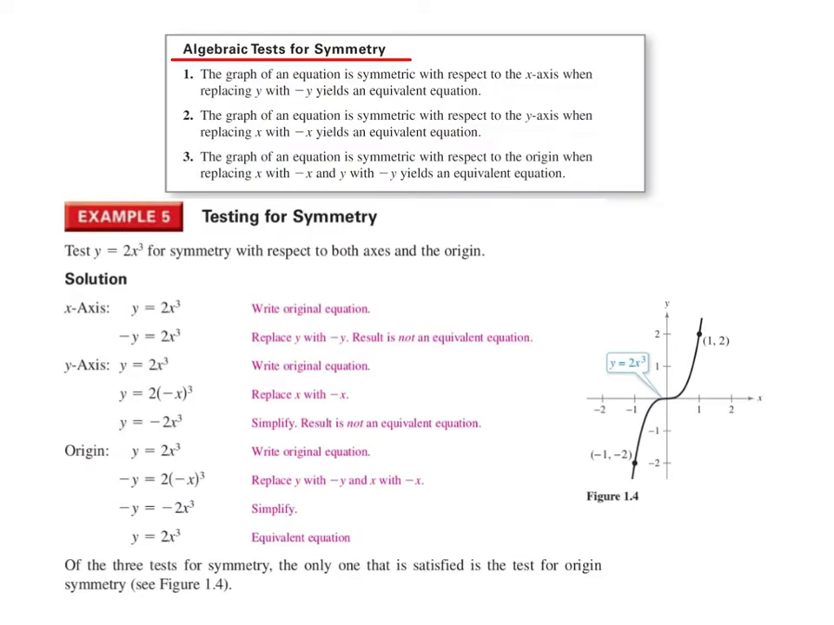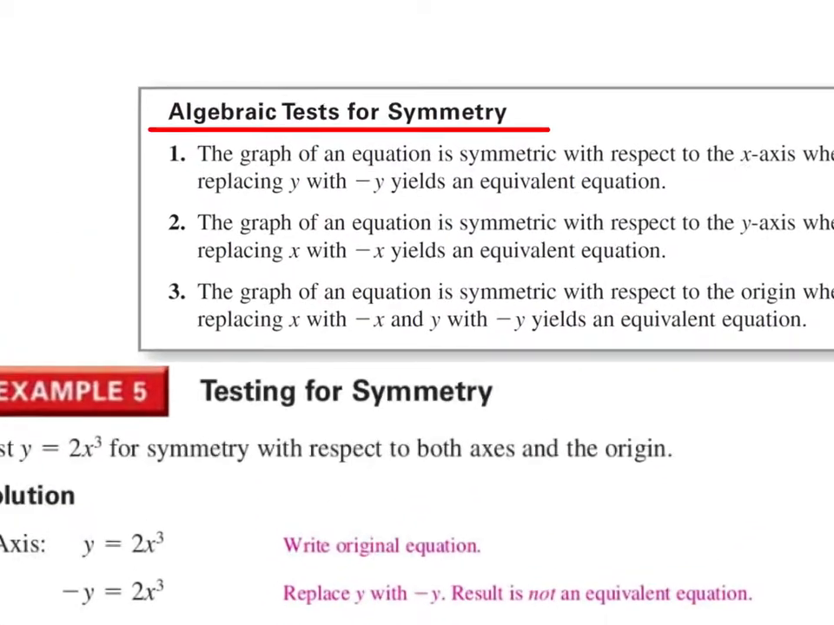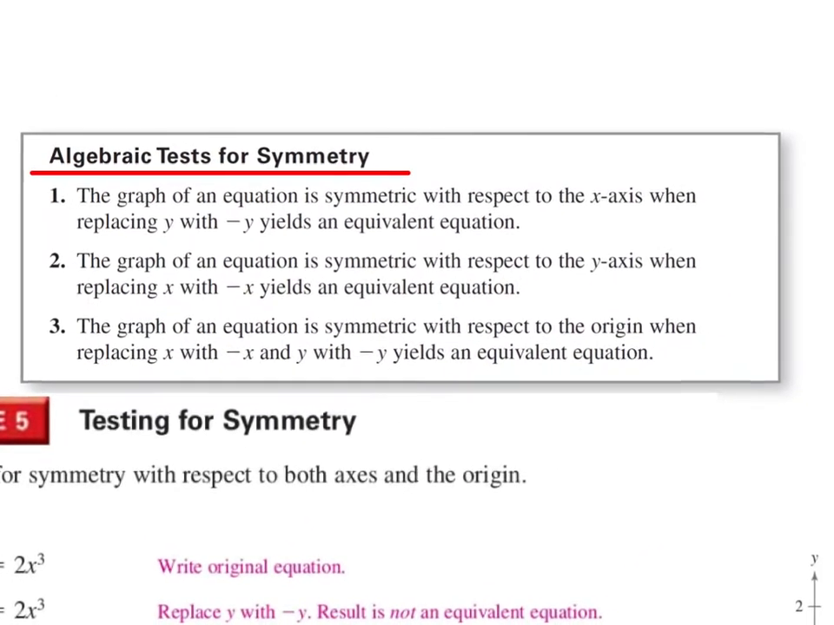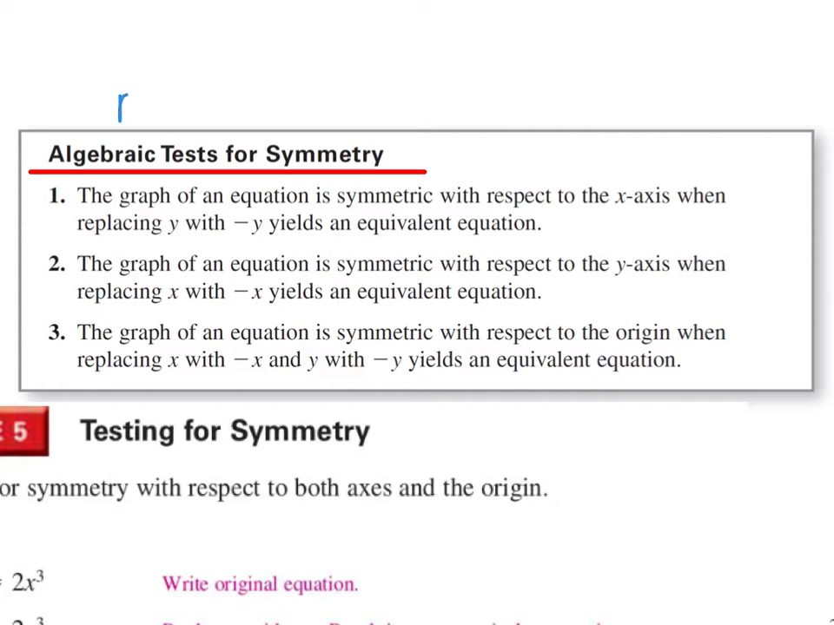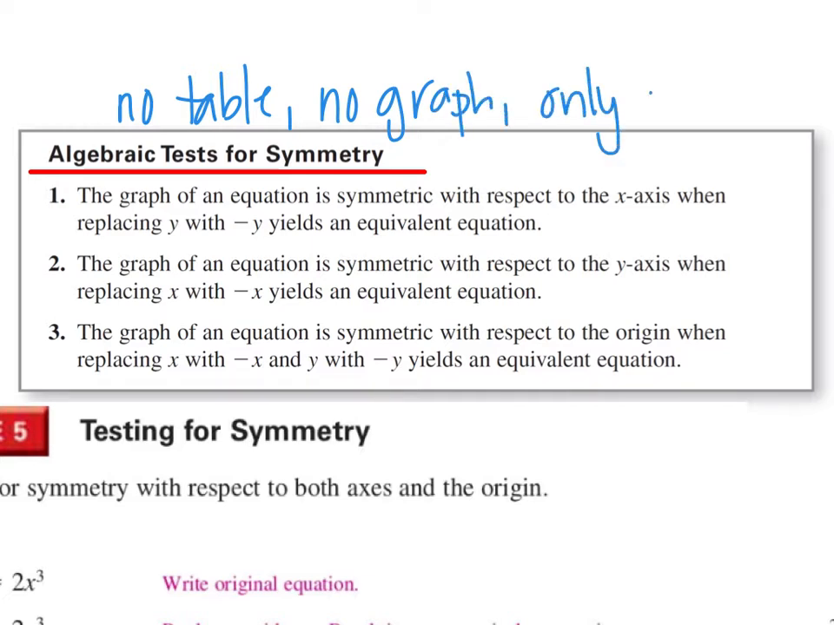So if you're not given a graph and you're not given a table of values, there are algebraic tests for symmetry. So this would be if you have no table, no graph, only an equation. We'll read through what the 3 tests are, and then I took the example from your textbook to give an example of each of these.